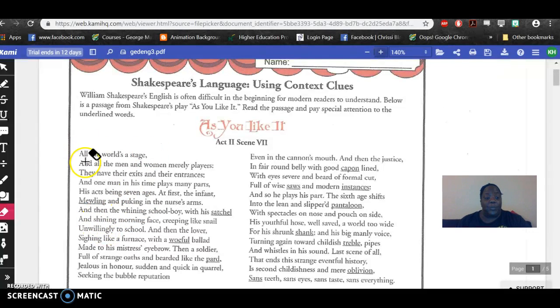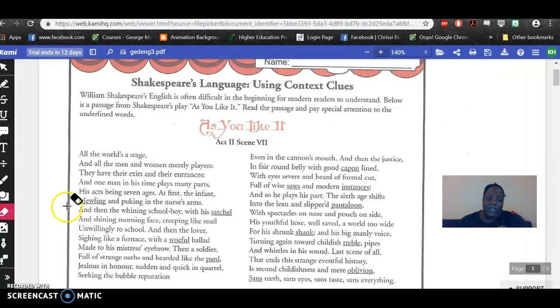I'm going to read it again. All the world's a stage, and all the men and women merely players. They have their exits and their entrances, and one man in his time plays many parts, his acts being seven ages. At first, the infant, mewling and puking in the nurse's arms.